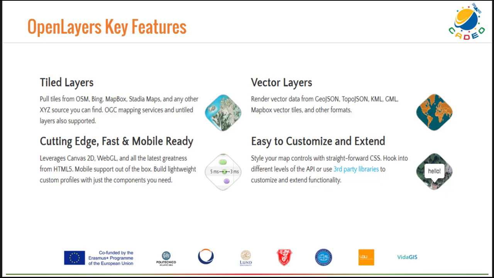OpenLayers leverages Canvas 2D, WebGL, and all the latest goodness from HTML5. Mobile is supported out of the box. Build lightweight custom profiles with just the components you need. Third, vector layers. Render vector layer data from GeoJSON, TopoJSON, KML, GML, Mapbox vector tiles, and other formats.